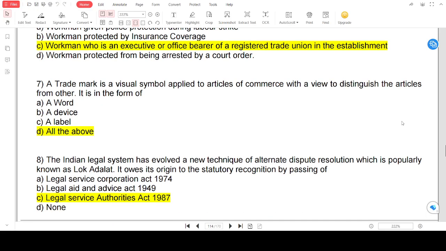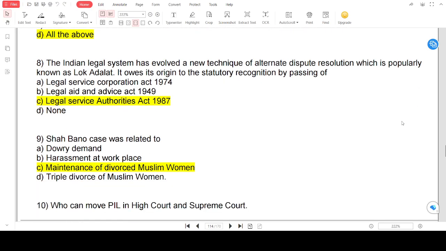The Indian legal system has evolved a new technique of alternate dispute resolution, which is popularly known as Lok Adalat. It owes its origin to the statutory recognition by passing the Legal Services Authorities Act 1987.